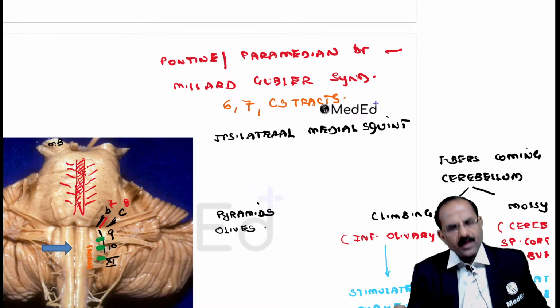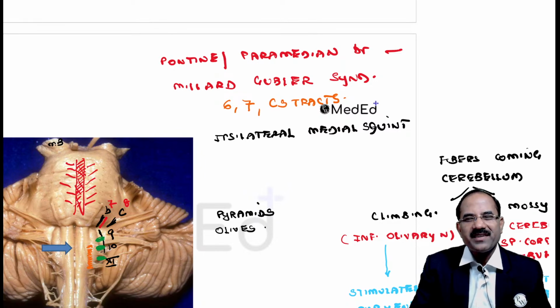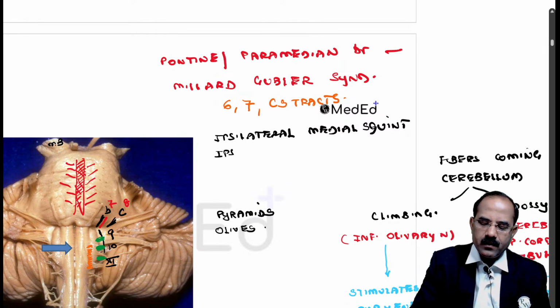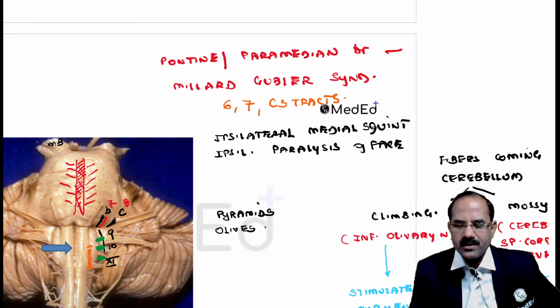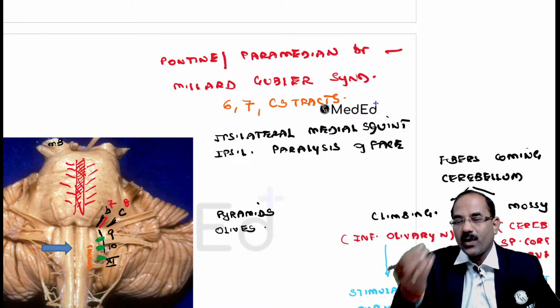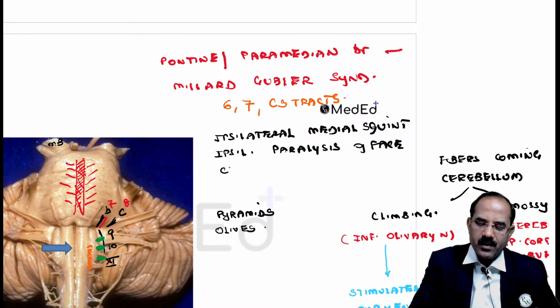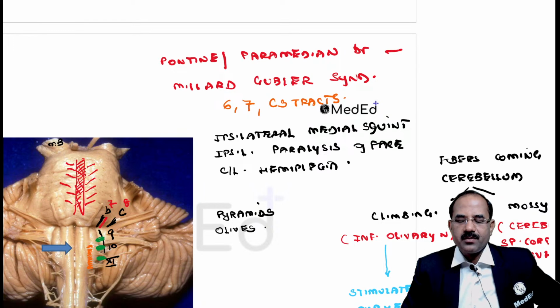Yes. Seventh nerve is involved. So seventh nerve, it's a lower motor neuron type of paralysis. So ipsilateral paralysis of the face. Entire face is involved, a complete face is involved. So ipsilateral medial squint, ipsilateral paralysis of face, along with corticospinal tracts involved. So there is contralateral hemiplegia, right? So this is the Millard-Gubler syndrome.